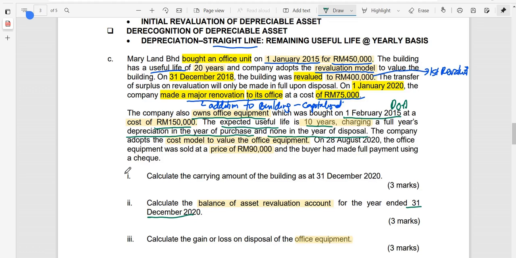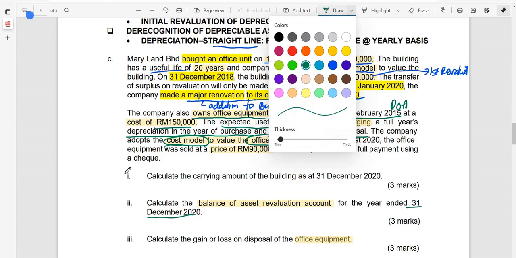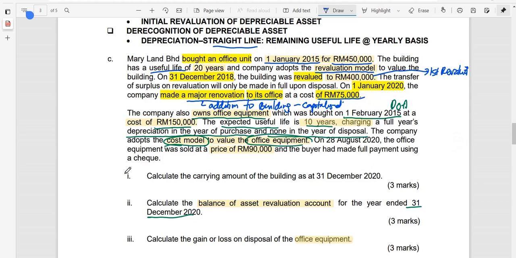And the company adopts the cost model. So for this office equipment, the company adopts the cost model. And if you look at the previous asset, that was the building, the company adopts the revaluation model. That was for the building.